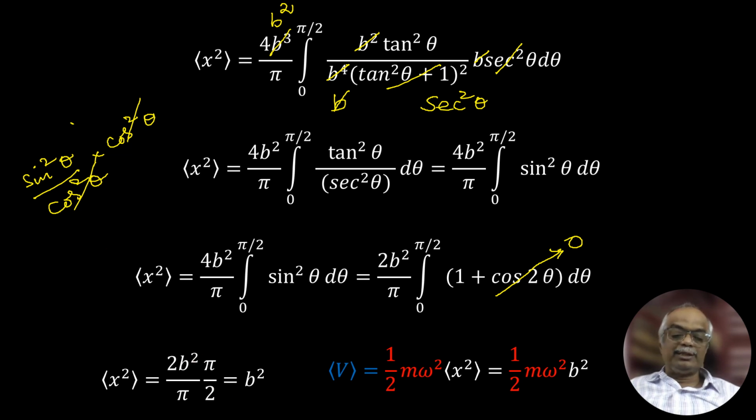Here this pi will get cancelled, and this 2 will get cancelled. So naturally the expectation value of x squared will become p squared. So naturally the expectation value of potential energy is one half m omega squared times the expectation value of x squared, which is p squared. So you will get one half m omega squared p squared.